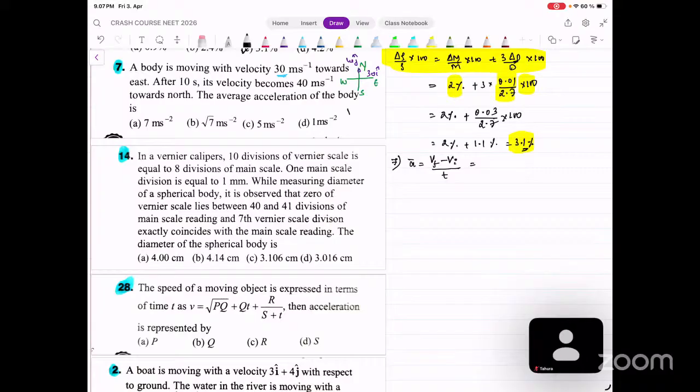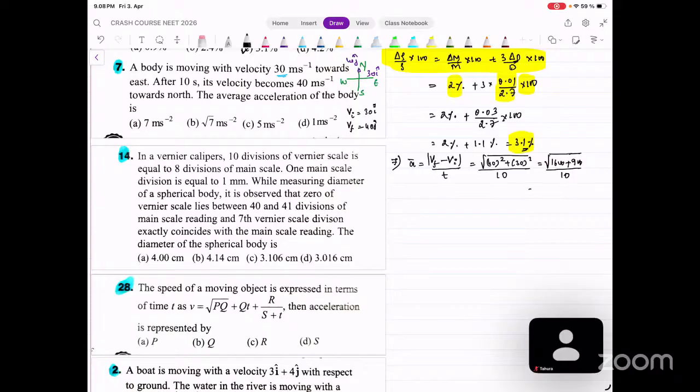Let me check. V initial is equal to 30 i cap and v final will be equal to 40 j cap. Average acceleration is nothing but the magnitude of this one. So this will be equal to under root of v final 40 whole square plus 30 whole square, divided by 10. Average acceleration है ना बेटा? So 4 4 is 16, it is under root of 1600 plus 3 3 is 9, that is 900, divided by 10.